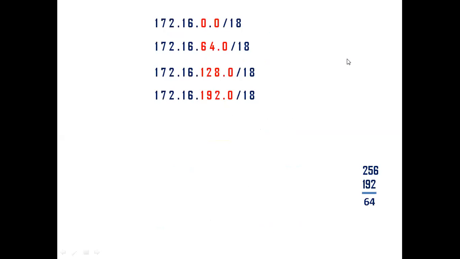So now this is our 4 subnet, 172.16.0.0. So now you have 8 network bits here. The second subnet will be 172.16.64.0, and the third subnet is 172.16.128.0, and 172.16.192.0/18. So does anybody have any question here?